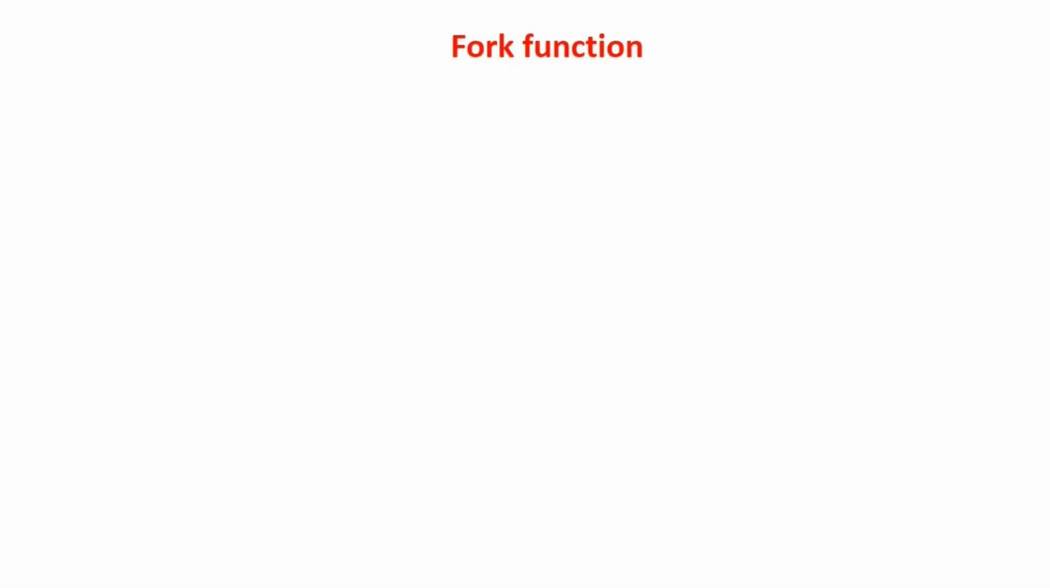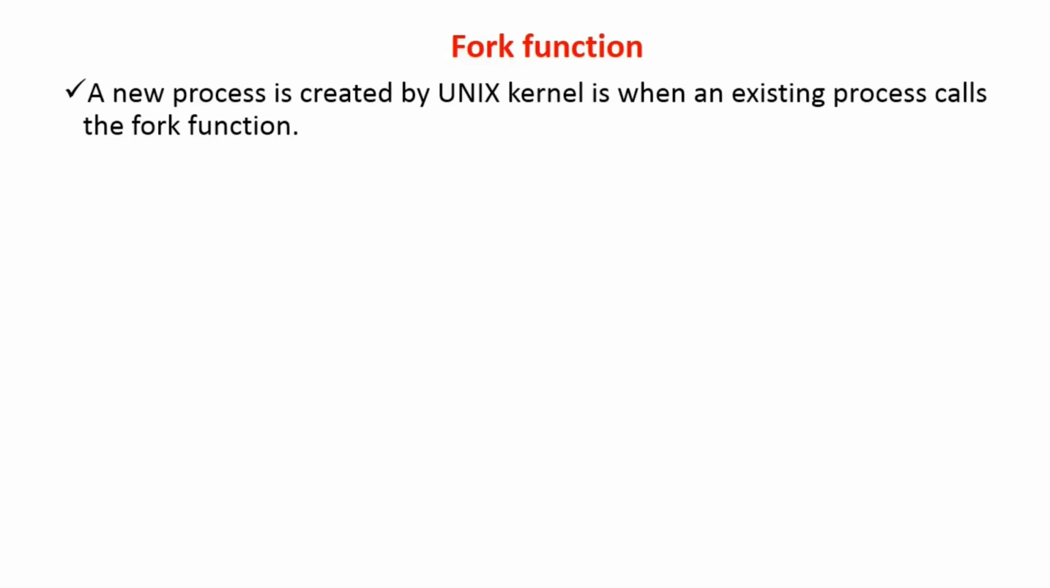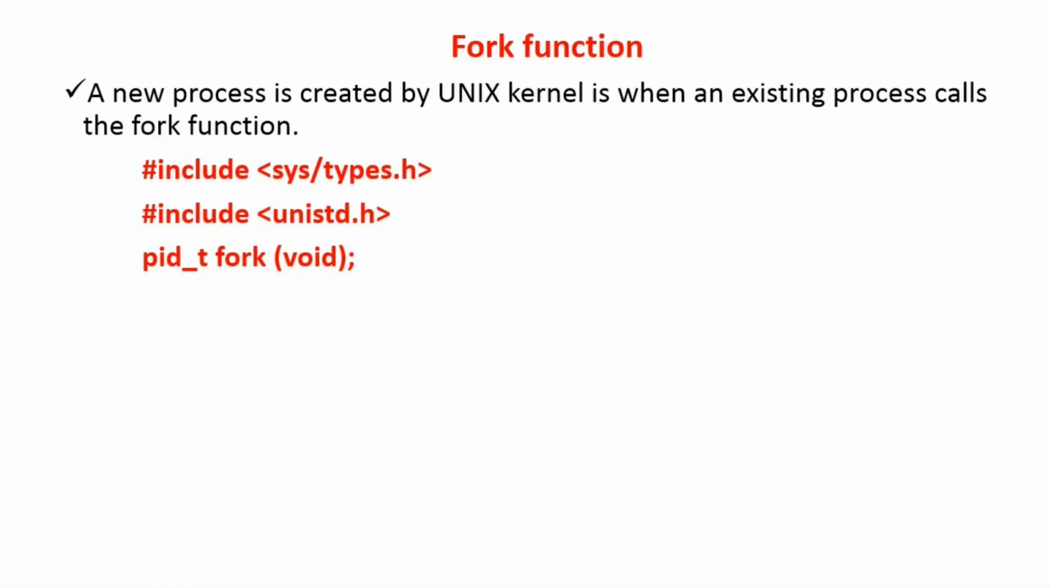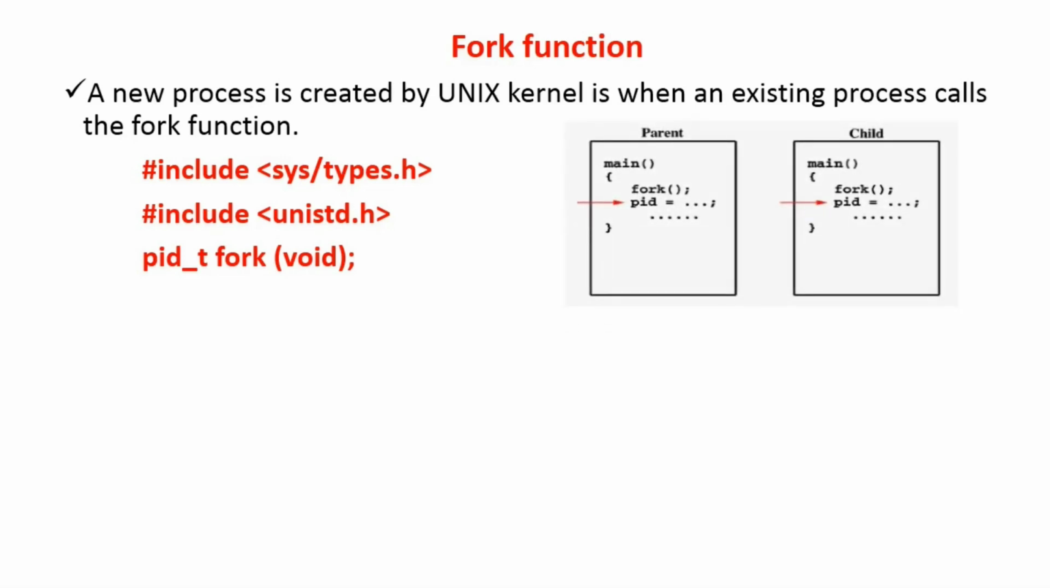Next topic is the fork function. A new process is created by the Unix kernel when an existing process calls the fork function. Using this fork function, you can create one more process. That process is called a child process. This is the syntax of the fork function. You need to include a header file, and the function is pid_t fork. Once you call the fork function in the main, it creates a child process.